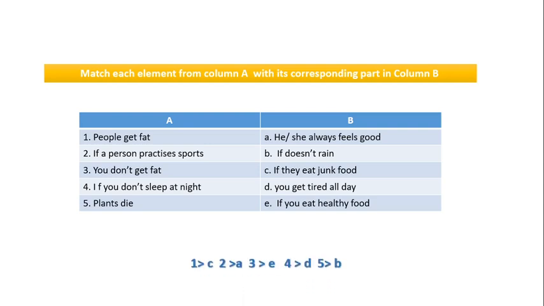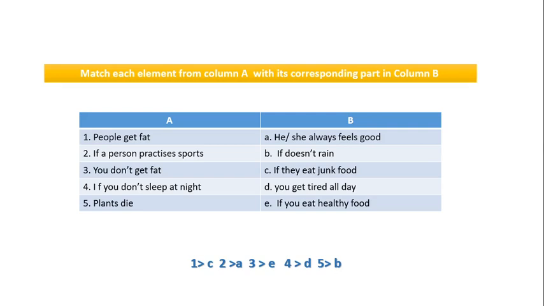Great. So here is the correction. Number 1, people get fat. The answer: if they eat junk food. 2, if a person practices sport, mainly the answer is he or she always feels good. That's true also: you don't get fat if you eat healthy food. You know that junk food is not good for you. Number 4, if you don't sleep at night, and sleeping is very important in our life, the answer is D. You get tired all day. You cannot concentrate and you cannot do your job well.